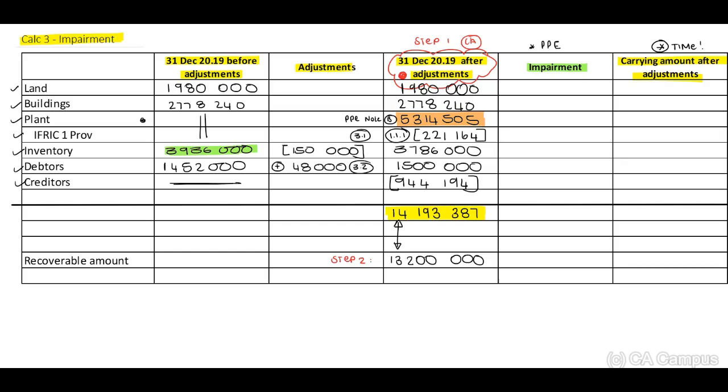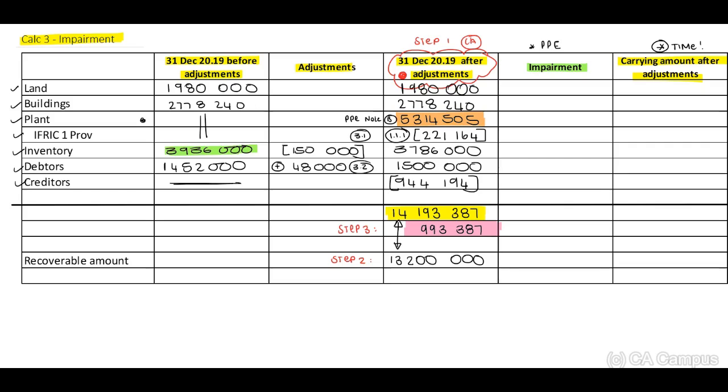Look at this. The carrying amount exceeds the recoverable amount, step number 3. And we have an impairment amount of 993,387, which we now need to allocate to our assets. Important, okay? But which assets?